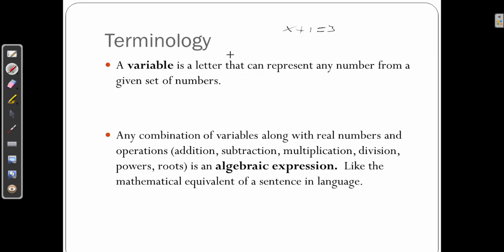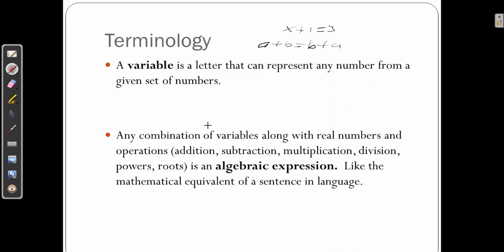But we also use variables just as general elements of a set. Like in P2, when we were talking about the commutativity of real numbers, we let A and B be any real numbers, and then said A plus B equals B plus A. So we often use them in conditions or theorems to show certain things about any elements in a set.